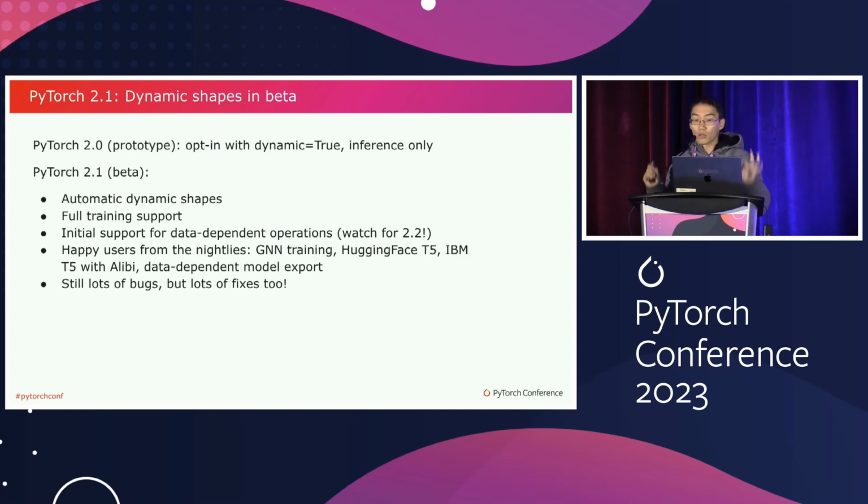And we fully support training with dynamic shapes. So if you have variable batch sizes when you're feeding in data, that works as well. We've also made some progress towards supporting truly data-dependent operations like non-zero and item, although that mostly didn't make it for 2.1, so you should check out the nightlies for that stuff.